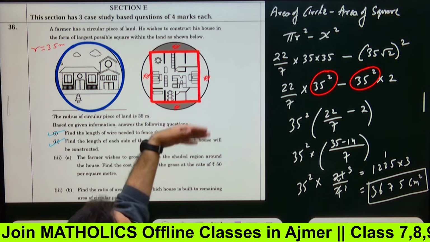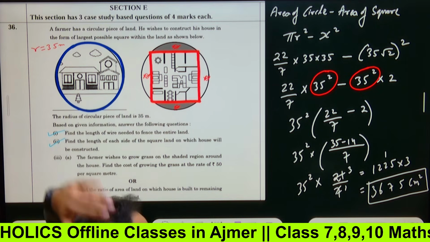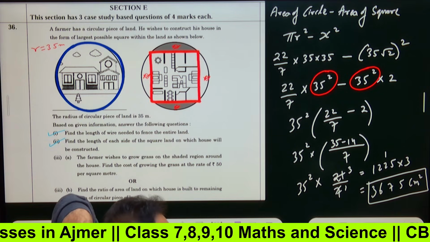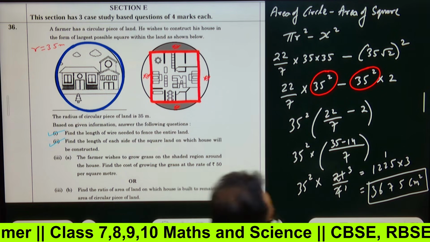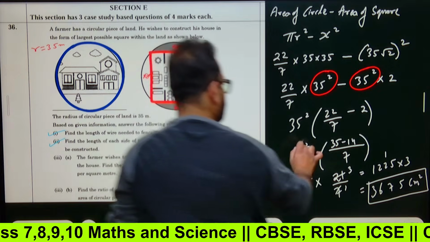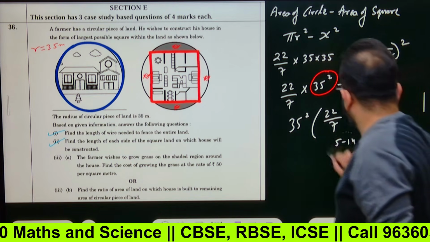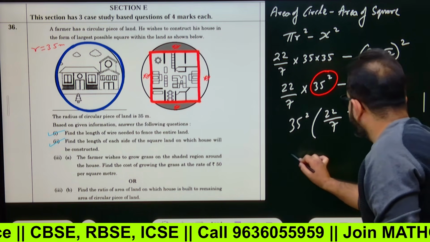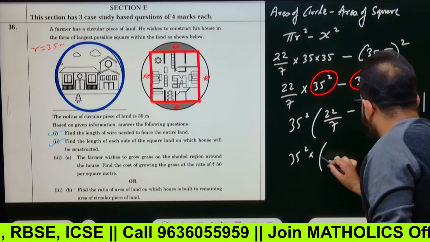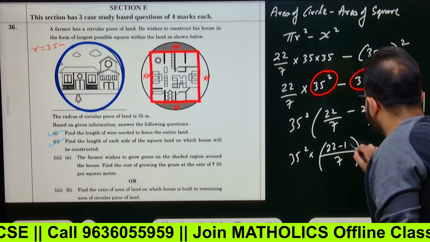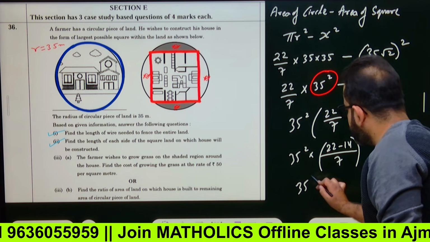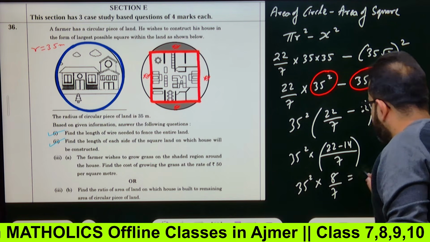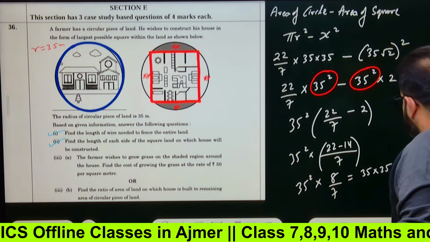Pi r square is area of circle minus side square. Okay, 35 square into 2. Done. We have taken 35 square common. 22 by 7 minus 2, it is 22 minus 14. See, now this is 35 square into, if 7 is LCM, it will be 22 minus 14. So it will be 35 square into 22 minus 14 will be 8, 8 by 7. Now solve it. 35 into 8 by 7.